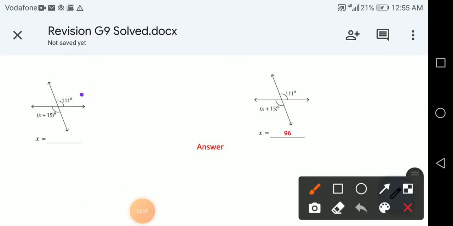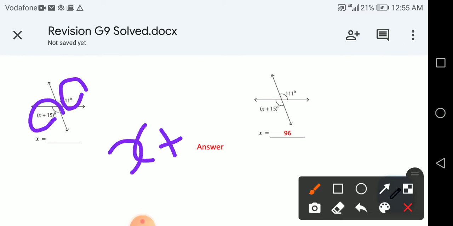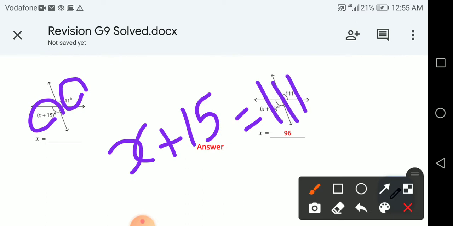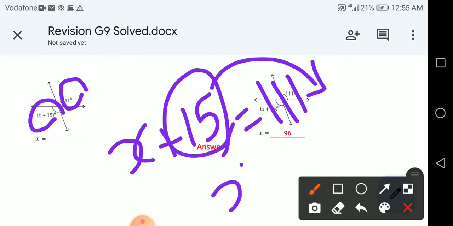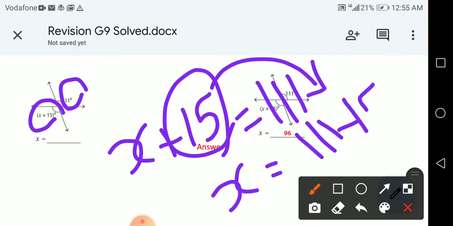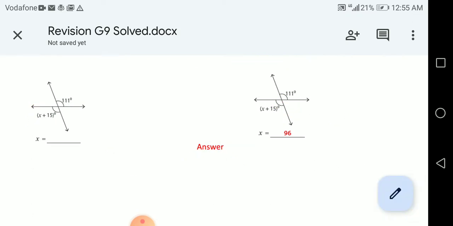So I have here, this is 111 and this is x plus 15. So I will say that x plus 15 equals 111, right? And I will take 15 to the other side, x equals 111 minus 15, which gives me 96. So this is the value of x. We have here vertical opposite angles.